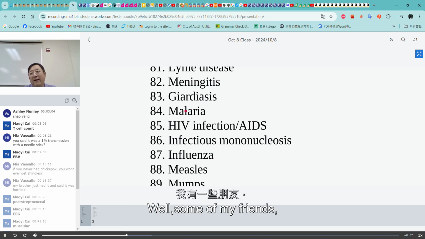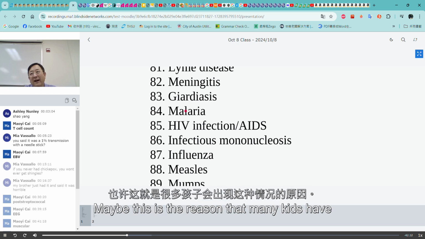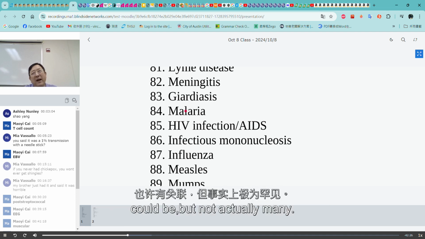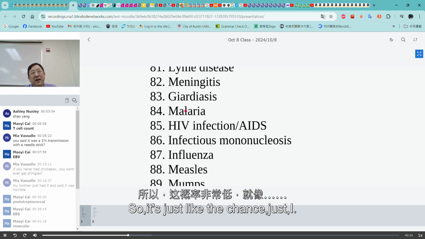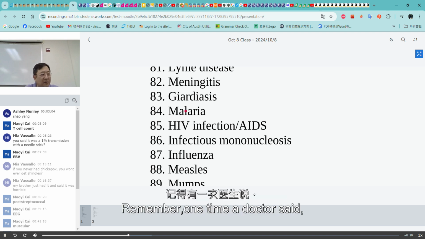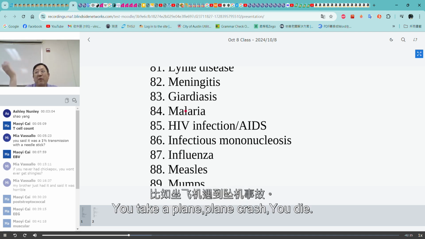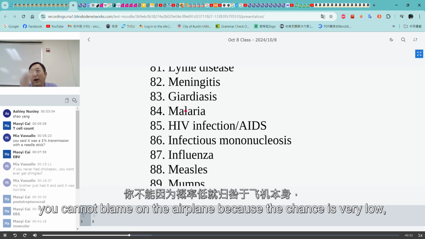Some of my friends complain that maybe this is the reason many kids have autism. Could be, but not actually many, maybe 1 out of 1 million get autism. I remember one time a doctor said the chance you get a vaccine and you get autism is just like the chance you take a plane crash and die. You cannot blame the airplane because the chance is very low, but it's possible.